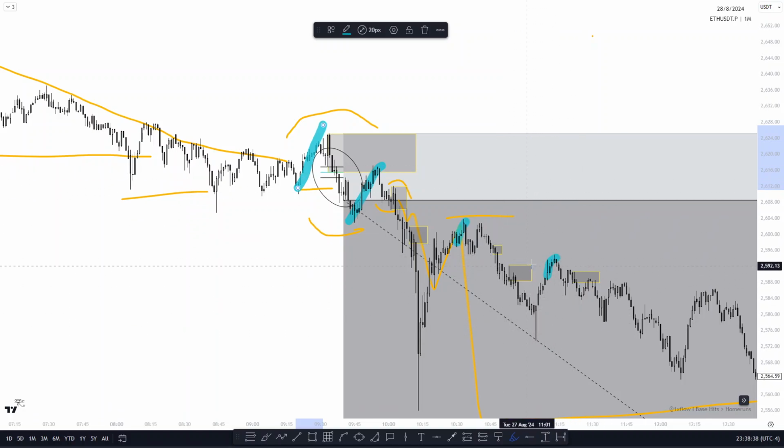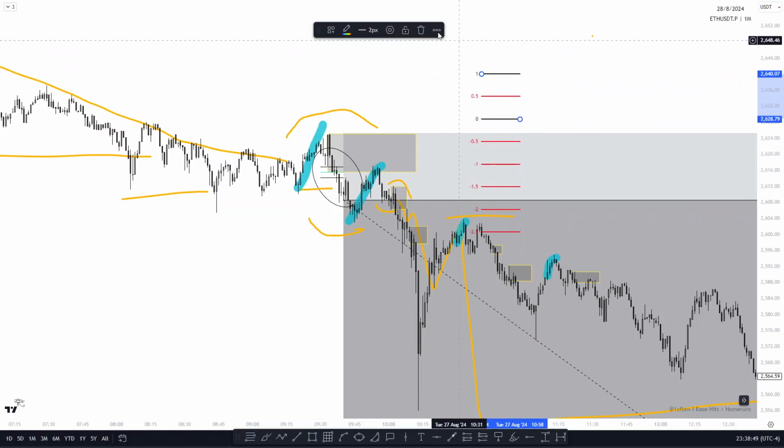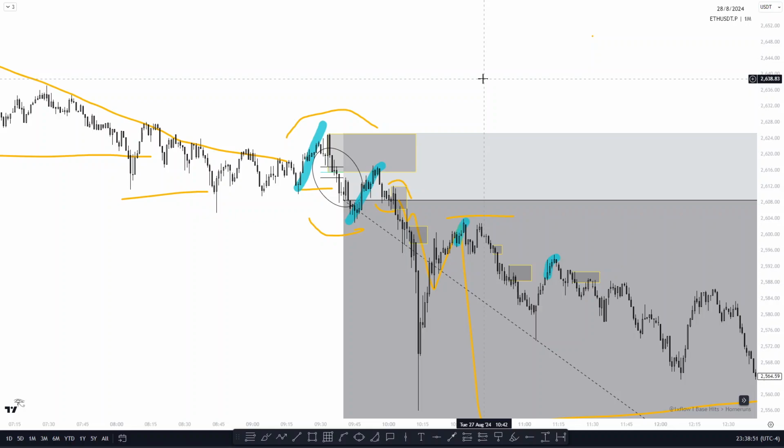Where's the next liquidity raid? Right here. Where's that next break of structure to the downside on lower time frames? Right here. Same exact thing over and over again. So we need to understand how it's that mitigation, liquidation, and creation type behavior over and over again.